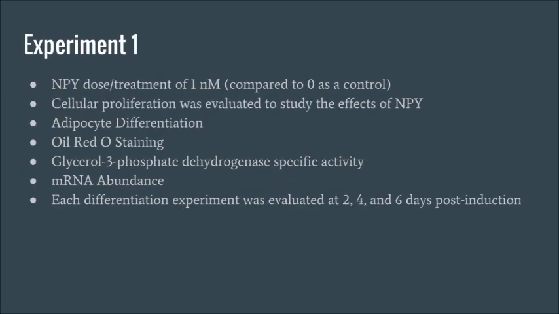For experiment 1, neuropeptide Y dose/treatment was 1 nanomole compared to 0 as a control. Cellular proliferation was evaluated to study the effects of NPY, and to evaluate adipocyte differentiation, we looked at oil red O staining, glycerol 3-phosphate dehydrogenase specific activity, and mRNA abundance. Each differentiation experiment was evaluated at 2, 4, and 6 days post-induction.